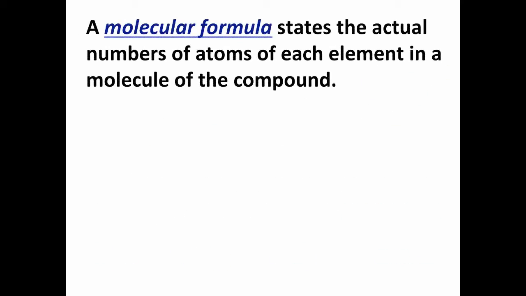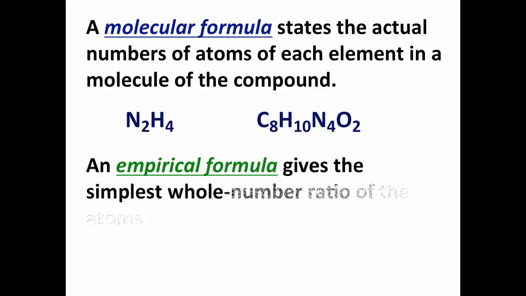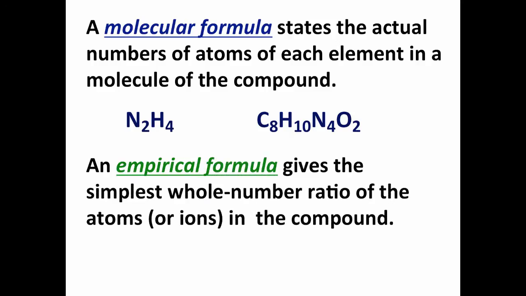Now, a molecular formula tells you how many atoms there are of each element in a molecule of that compound. N2H4 is the molecular formula of hydrazine. C8H10N4O2 is the molecular formula of caffeine. But we often deal with something called an empirical formula, which is the simplest whole number ratio of the atoms, or it could be ions if we're dealing with an ionic compound, in the compound of interest.